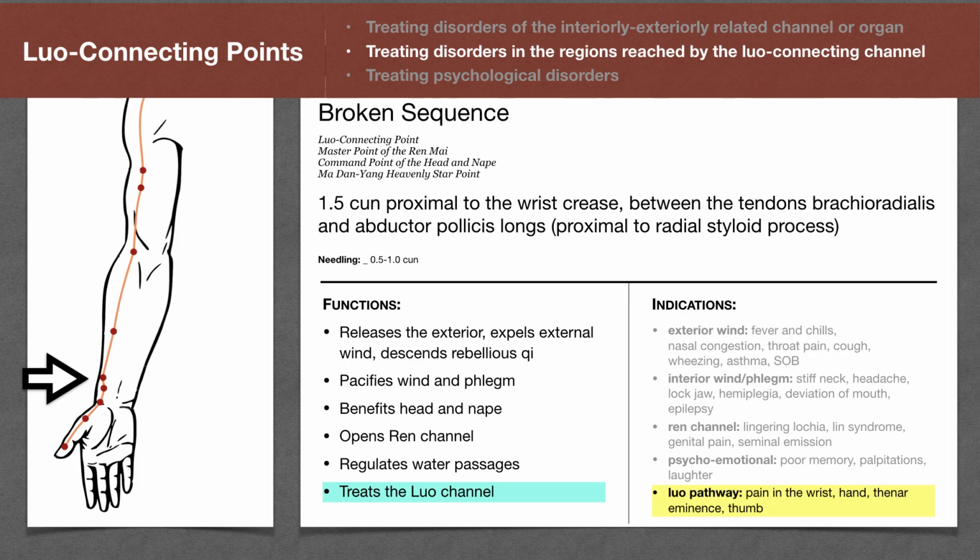Next, Luo connecting points treat disorders along the Luo connecting channel. So here we see pain in the wrist, thenar eminence, and thumb. And that's just the pathway of the Luo connecting channel that we talked about in the beginning. Luo connecting points also treat psycho-emotional disorders. So here we see things like poor memory, palpitations, laughter, again highlighting this connection between the lung and the heart.